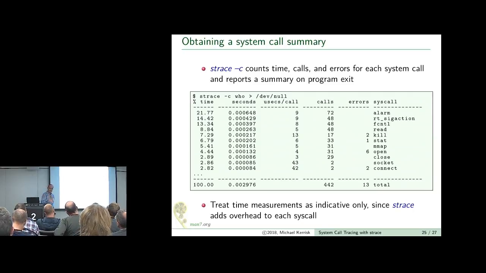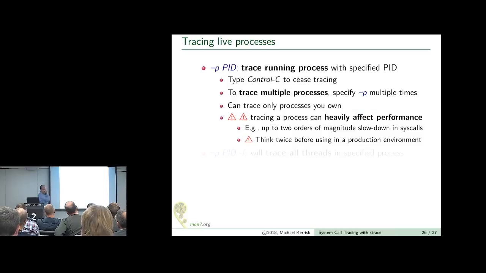I can't remember if I've got a slide about it, but you can use strace to trace a live process in production. You can say strace -p, oh yes, I have it here on the next slide. strace -p traces a running process with a specified PID, and then you start seeing live tracing of that process. You can even use that lowercase p option multiple times to trace several processes at once. When you don't want to trace anymore, you type Control-C, and that stops the tracing.